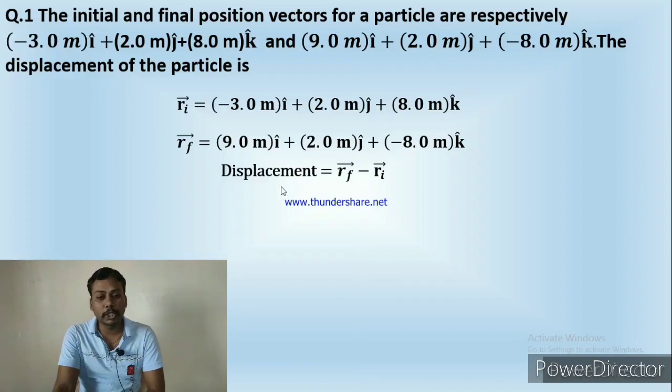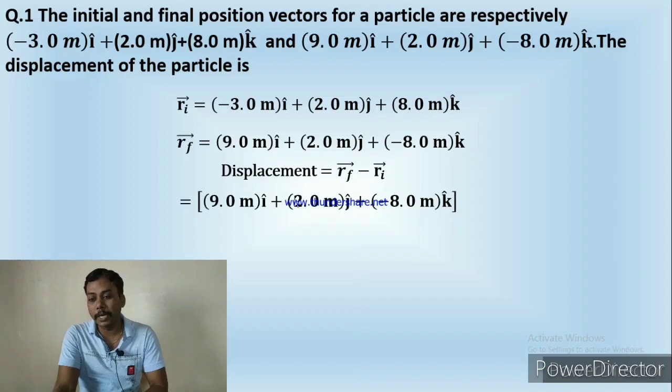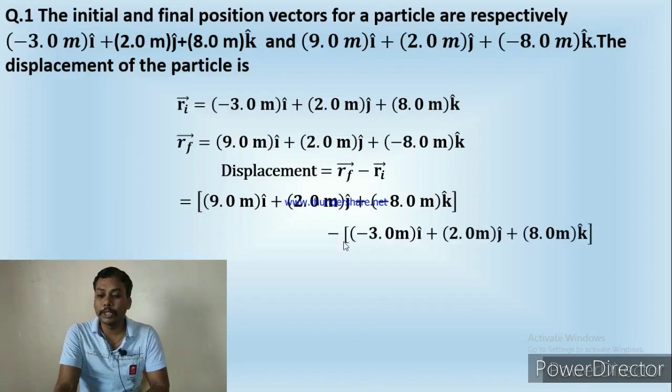Now we have to derive the displacement, and the definition of displacement is the change in position vector, that is Rf bar minus Ri bar, the difference in position vectors. So final position vector minus initial position vector. If we put the values of Rf and Ri, we get 9.0 meter i cap plus 2.0 meter j cap plus in bracket minus 8.0 meter k cap, minus the initial position vector, minus 3.0 meter i cap plus 2.0 meter j cap plus 8.0 meter k cap.